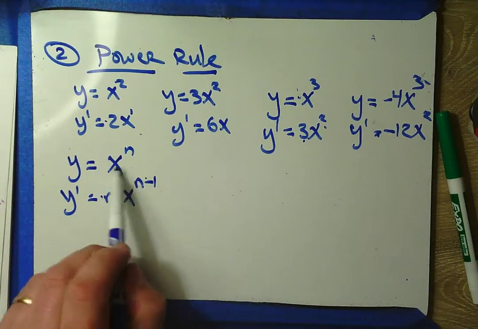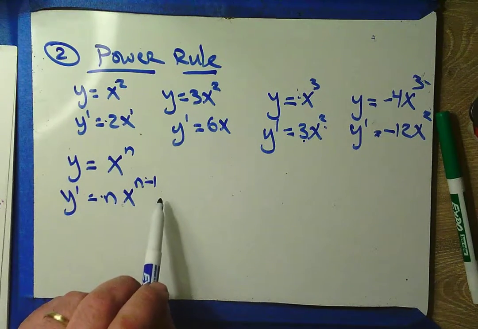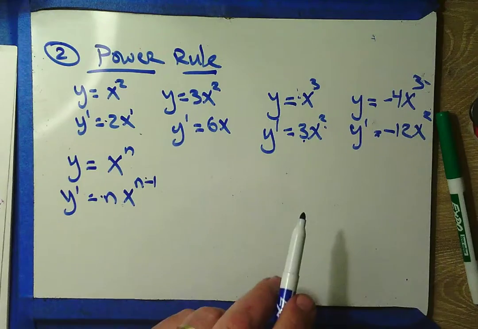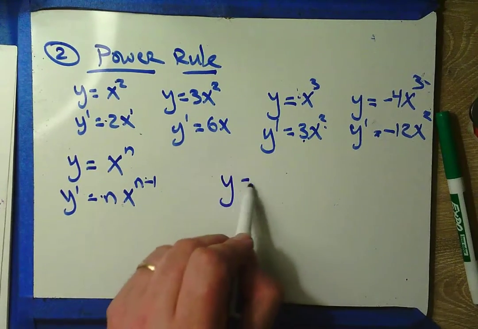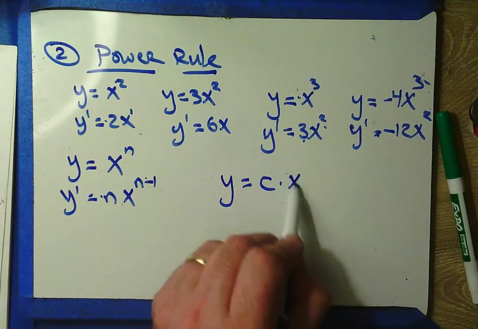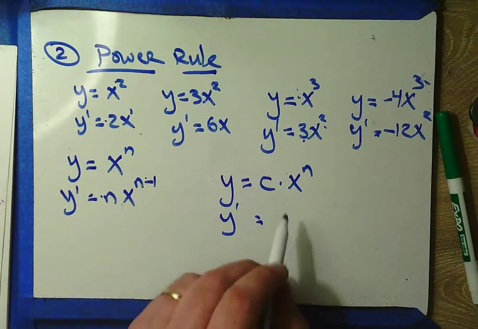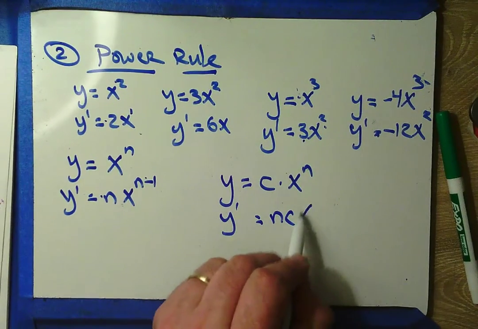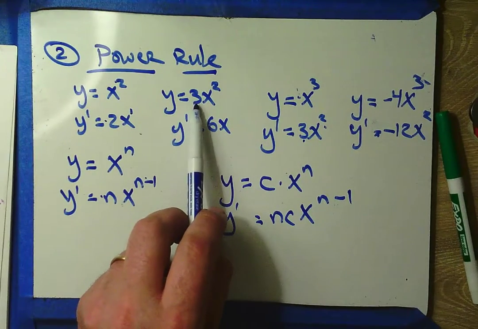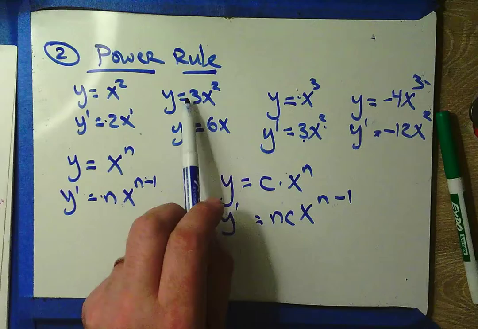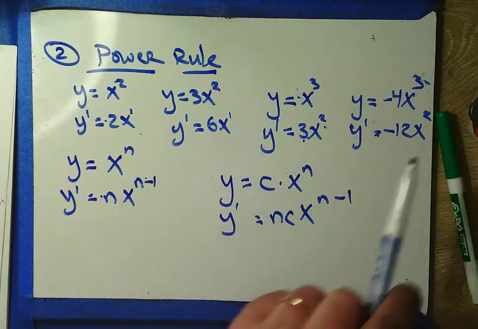So whenever I have x raised to the n power, the derivative will be n times x to the n minus 1. We can say if we have y equals c times x to the n, some constant, then y prime is going to be nc x to the n minus 1. And that's what we see here. Look, there's a 3 down in front already. We bring down the 2. 2 times 3 gives us 6. We subtract 1. We have 1.